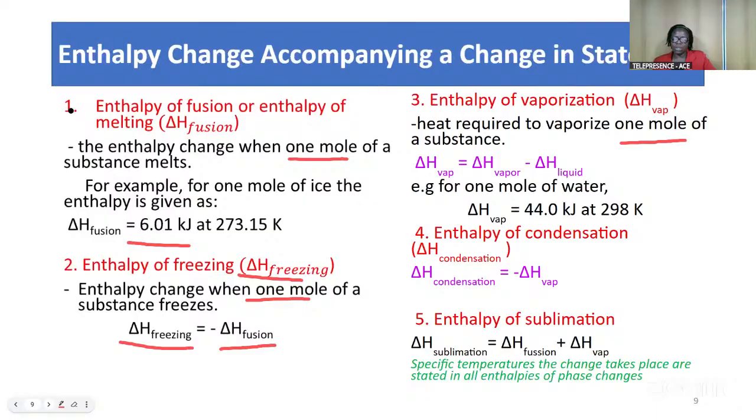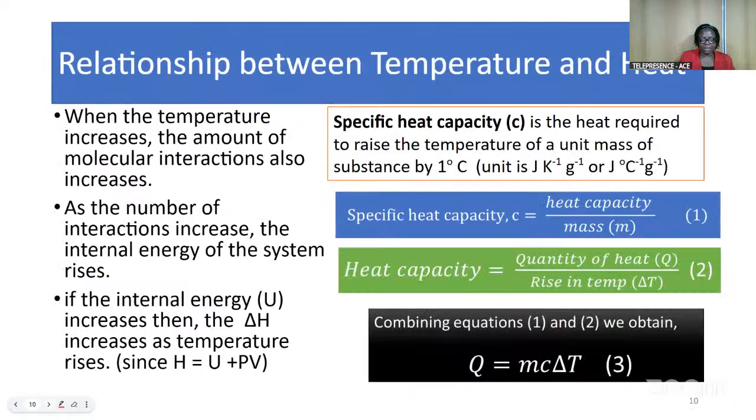For condensation, it is the opposite of vaporization. And for sublimation, you're going to have two steps involved. For sublimation, it means we are going from solid to gas. And so the delta H of vaporization plus delta H of fusion is what gives you the enthalpy of sublimation. So you need to know all of this as you apply them later.